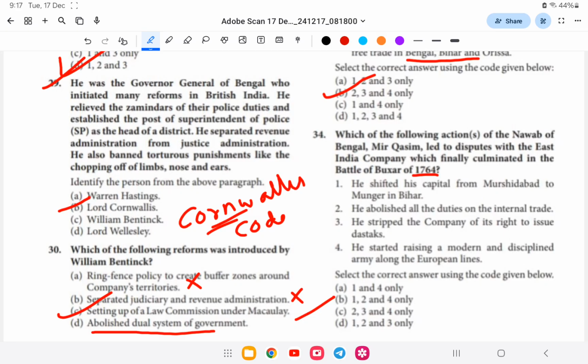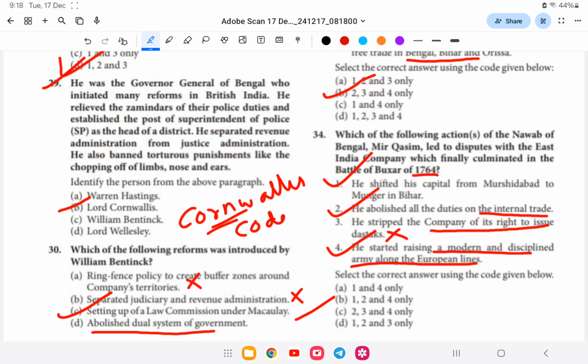So number 1, he shifted his capital from Murshidabad to Munger in Bihar. This is correct. It was an action that led to the Battle of Buxar. Next, he abolished all the duties on internal trade, that is, all the taxes on internal trade were abolished. 2 is also correct. And he stripped the company of its right to issue dastaks. This is wrong, as the dastaks were not stripped. And number 4, he started raising a modern and disciplined army along European lines.